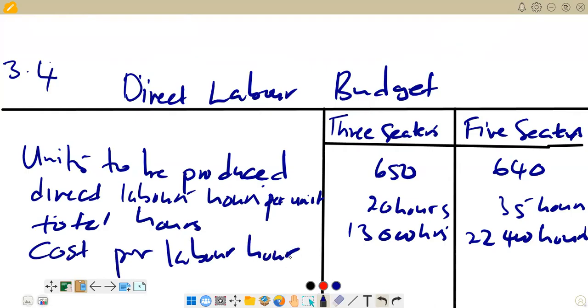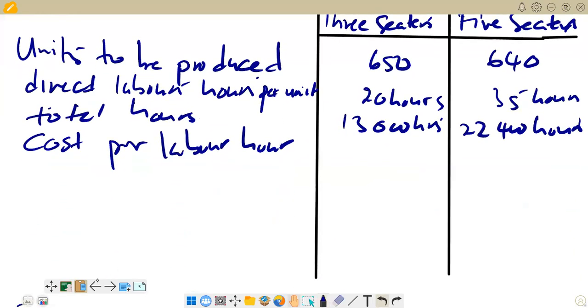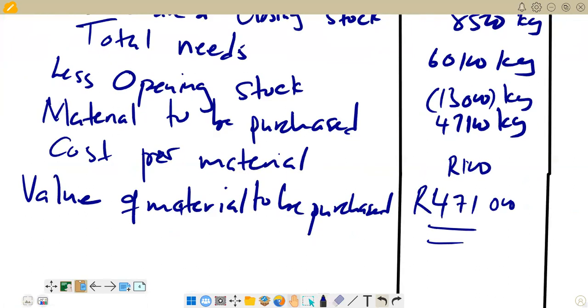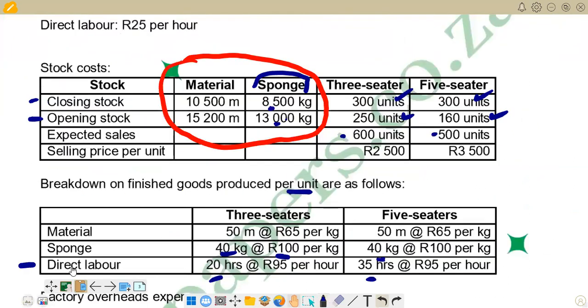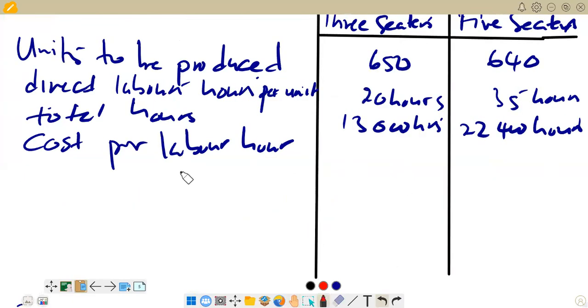The cost per labor hour, obviously, we are going to get in the question again. So we go back there to check what we have in terms of cost per labor hour. Remember, direct labor is here. The cost per direct labor hour is 95 here, and 95 here, similar. So we enter 95 and 95. And remember, this is in rands.